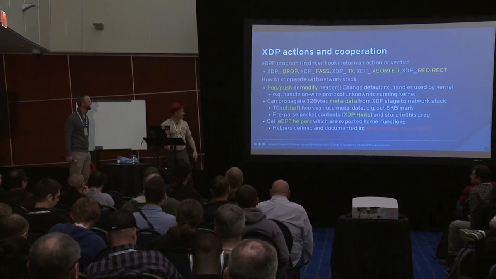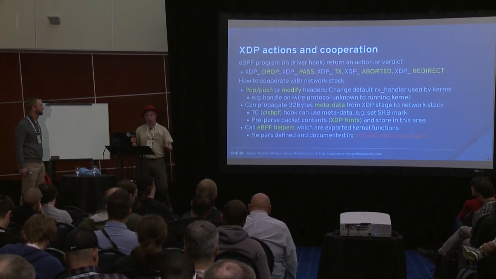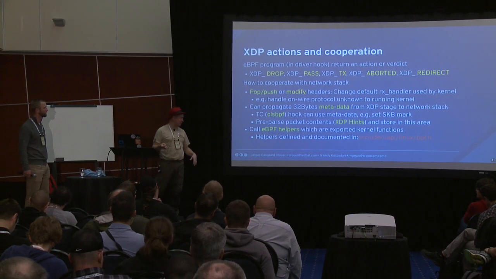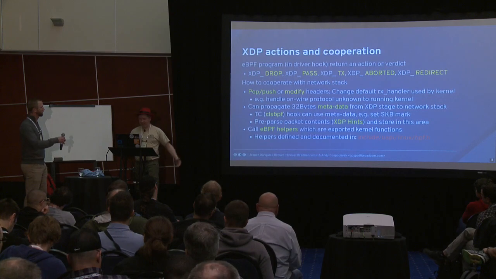So yeah, and then we also have the ability to call helpers. This is because from the BPF code you cannot call random kernel functions. You have to export this as a helper first, and this is actually getting documented.